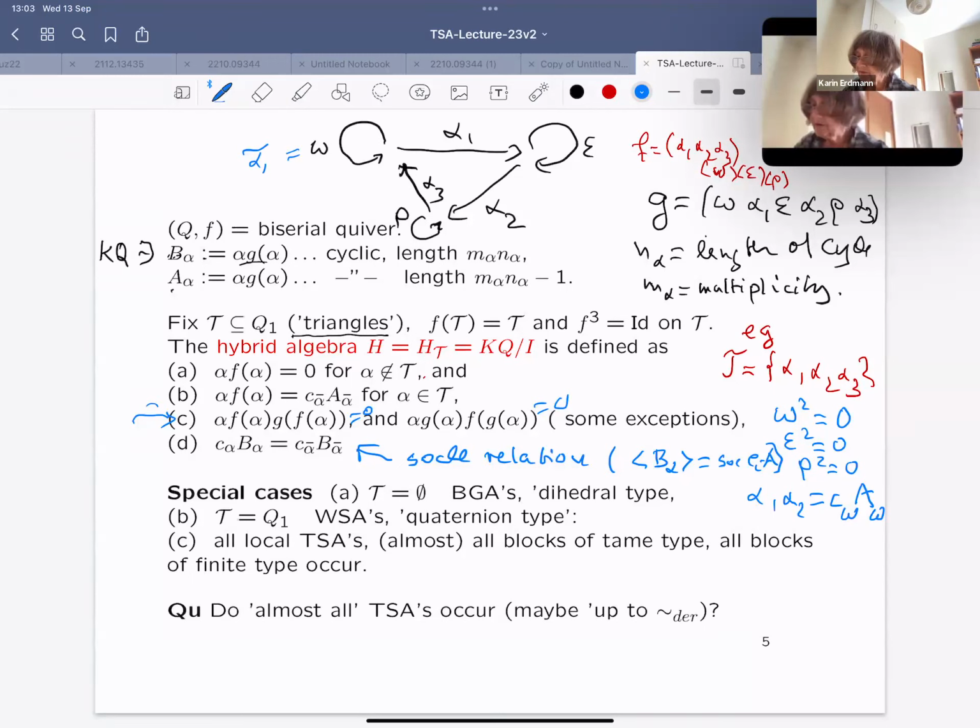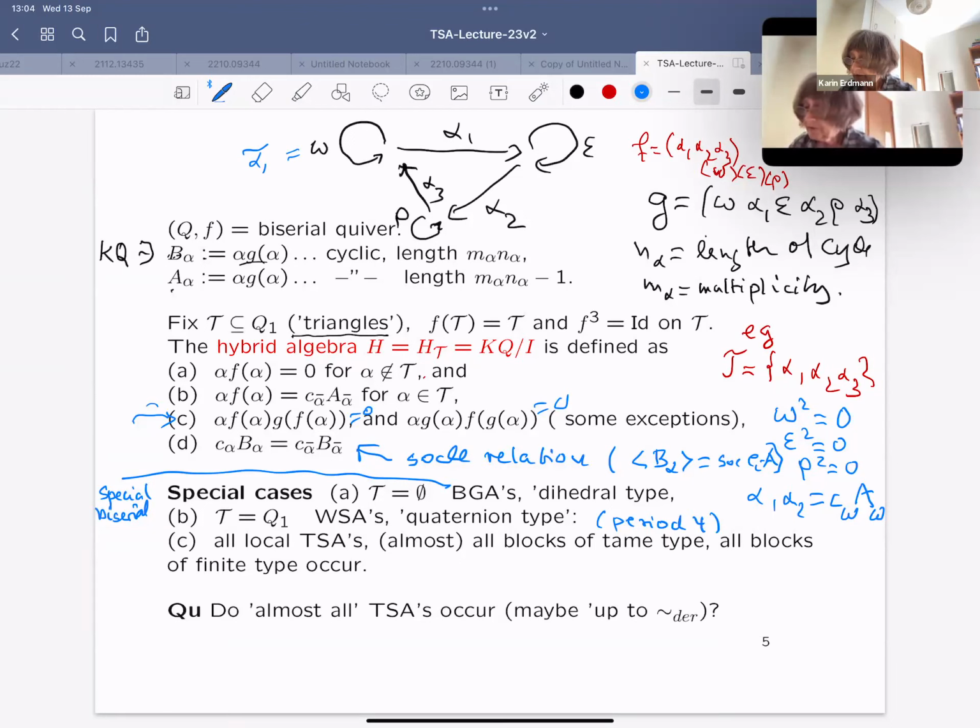You could have that T is empty, then you get a Brauer graph algebra, or special biserial if you want. Maybe special biserial is better. Sometimes called special biserial. And these were the algebras which appear in the dihedral setting. But if T is everything, then you get a periodic algebra. So these have period 4. But you can have anything in between.